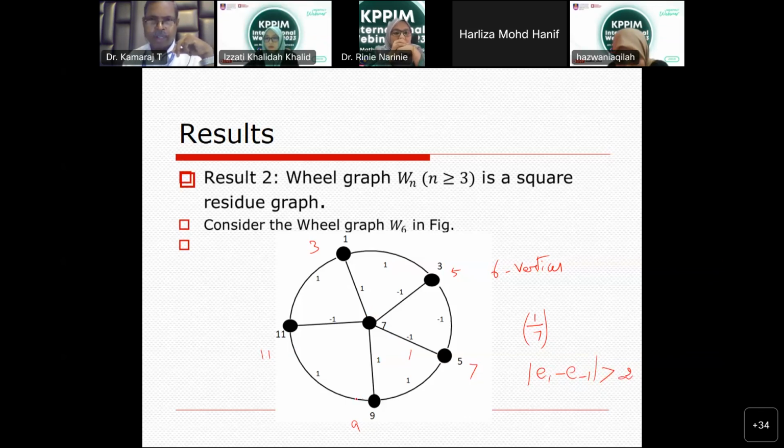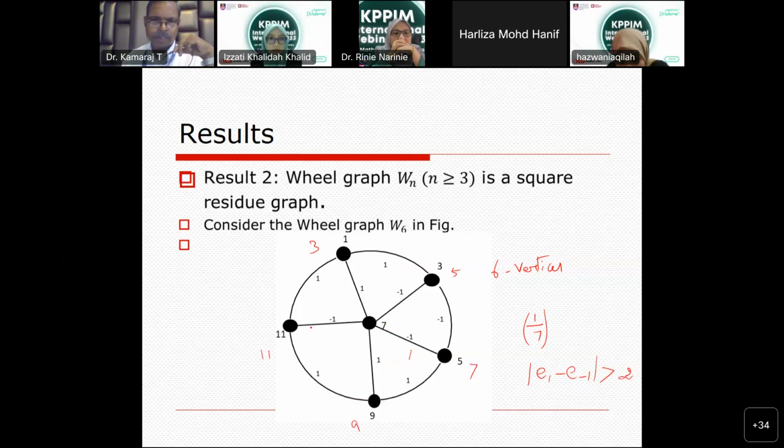I have provided one algorithm in the paper. I didn't show it here because of the time constraint. If you follow that algorithm, you can get the exact value of the central vertex. Here the central vertex is the key point. In our case, I have assigned 7.